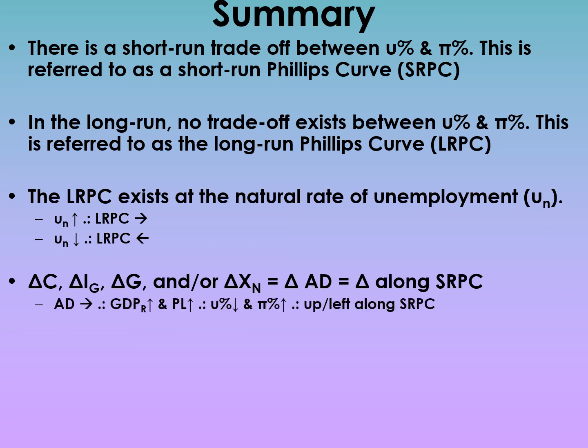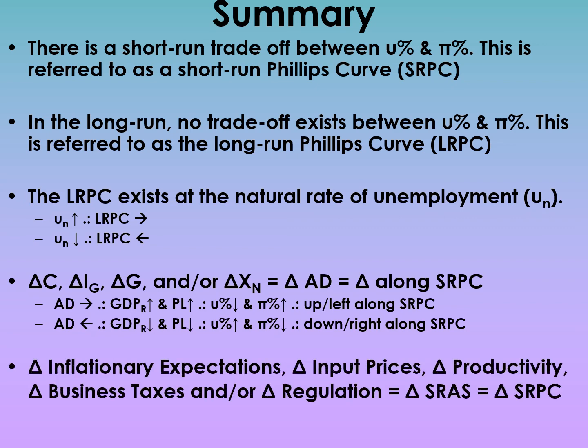If aggregate demand increases, right, then we're going to go up and left along the short-run Phillips curve. I guess you could say northwest along the Phillips curve, okay? If aggregate demand goes down, if it decreases, we're going to go down and right along the short-run Phillips curve. I guess you could say southeast along the short-run Phillips curve.